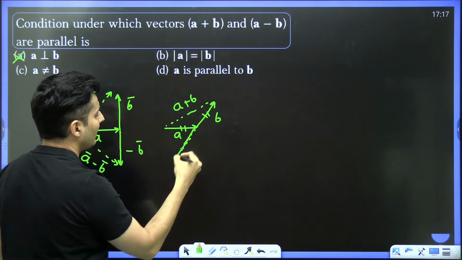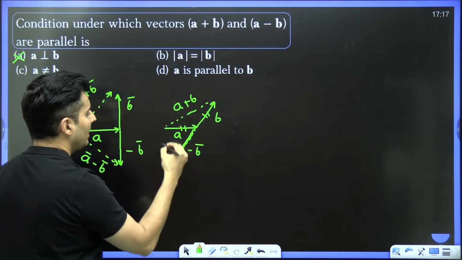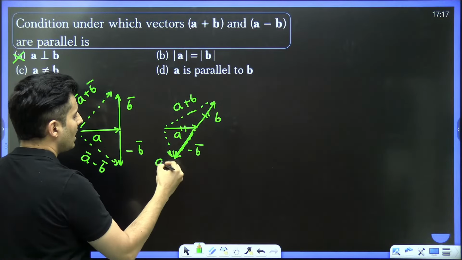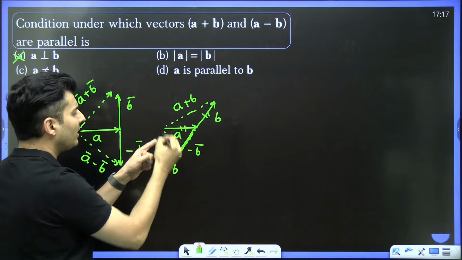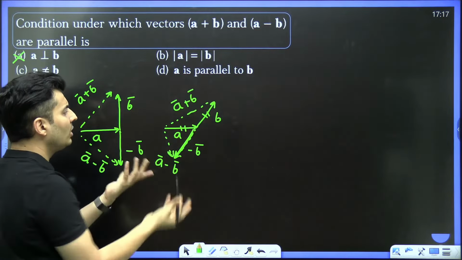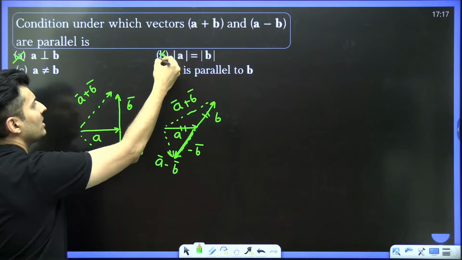The minus b vector will be over here and a minus b will be on this side. How are a plus b and a minus b parallel to each other? So obviously option B is not correct.